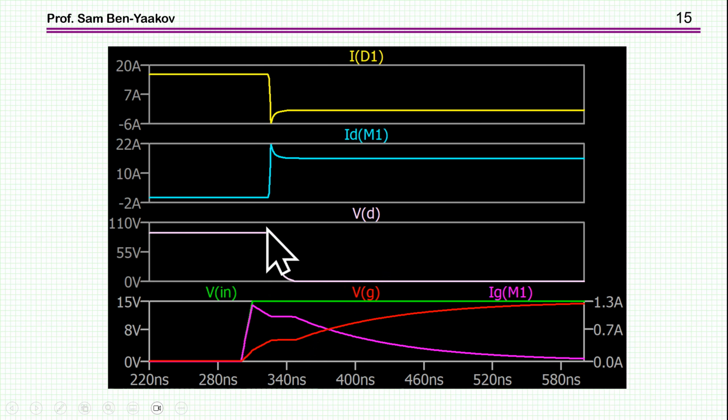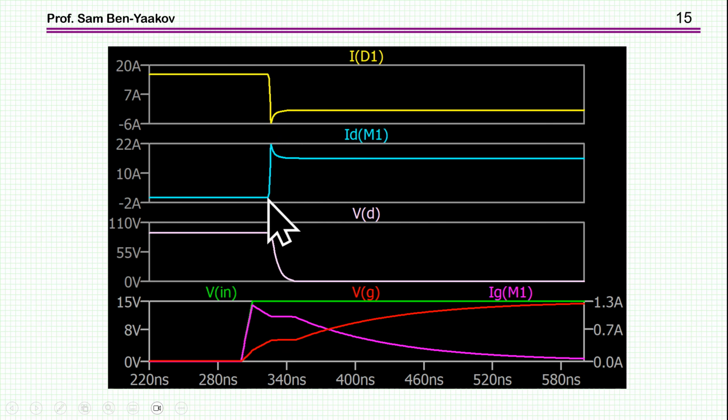So this will be like the full time. And then I'm showing also the drain current. The drain current starts when we hit the threshold. And then here we have the diode current. So what is really happening? Once we hit the threshold, the current of the transistor starts to rise. And at the same time, of course, the diode current is dropping.